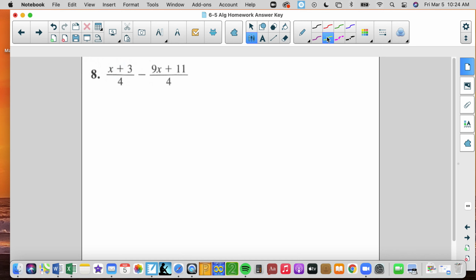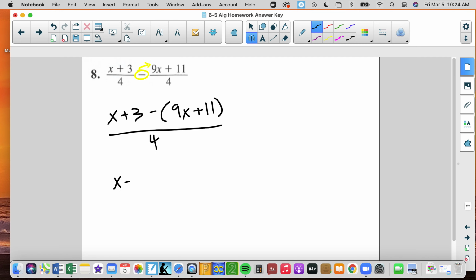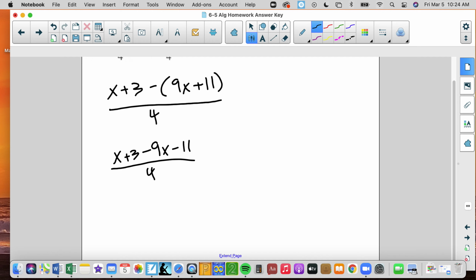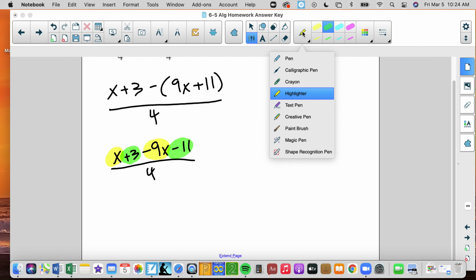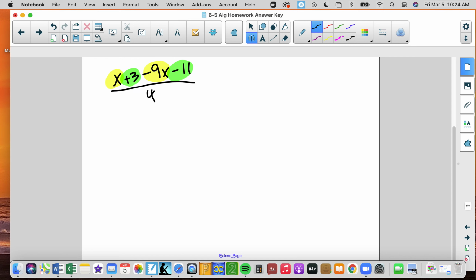Wow, all these subtraction ones where we have to distribute. So we have x plus 3 minus the quantity 9x plus 11 over 4. We're going to distribute that negative. So that becomes negative 9x minus 11 over 4. We're going to combine like terms. Those like terms are like variables, positive x, negative 9x. The other like terms are the constants, positive 3, negative 11. And that leaves us with negative 8x minus 8 over 4.